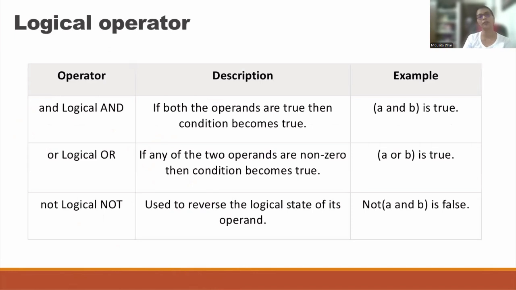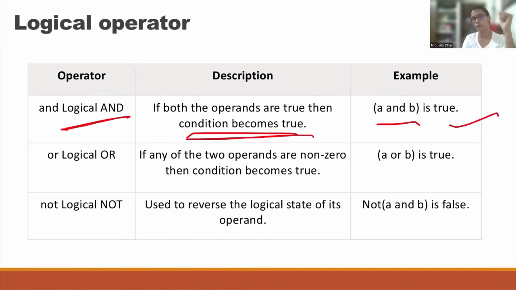right? Logical operators are and, or, not. These three are the logical operators. If both the operands are true, then the condition becomes true. Meaning if A and B are true, then we will get the output as true. Just now I told about and, or, but that was about the bitwise. Now we are talking about the normal logical operators. But the concept is the same. If both the operands are true, then only we will get true. If any one of them is false, we will get false.